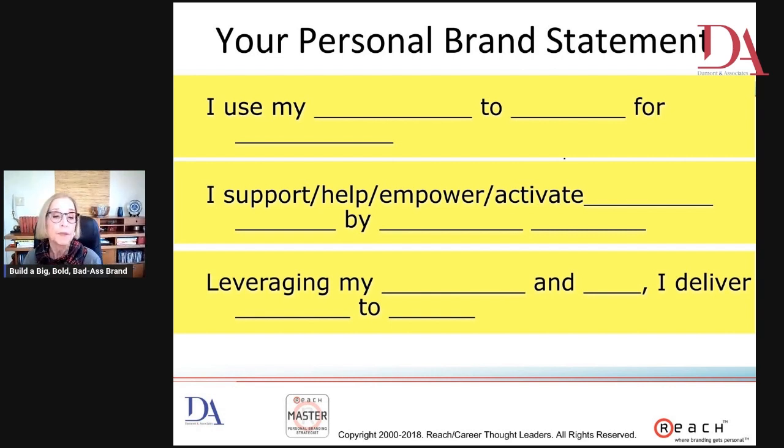Or I could use any of those words. So let me use I support coaches, consultants, and trainers by creating powerful lead generation systems using, and I left that out of there, I'm sorry, using my knowledge of LinkedIn and personal branding. Or I could say leveraging my knowledge and experience with personal branding, I deliver lead generation systems to coaches and consultants who want more clients.